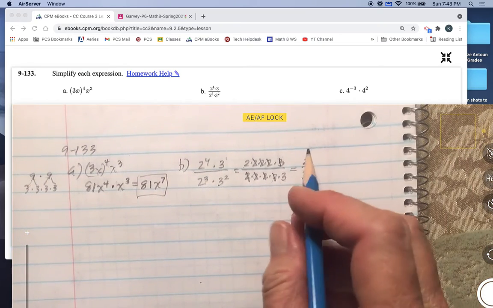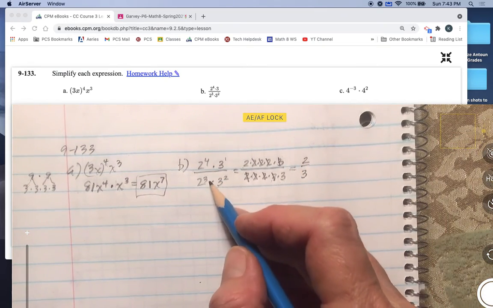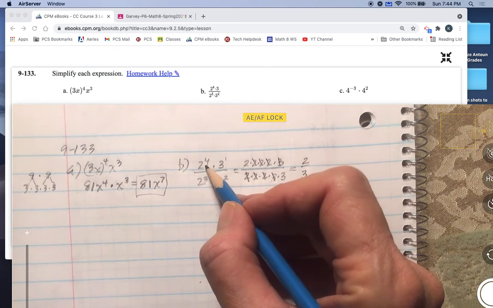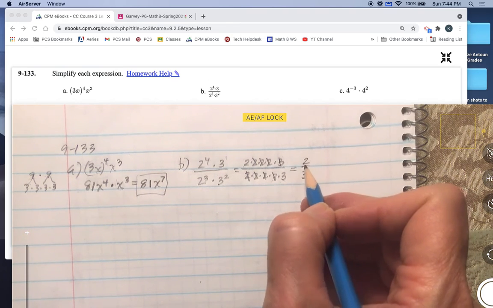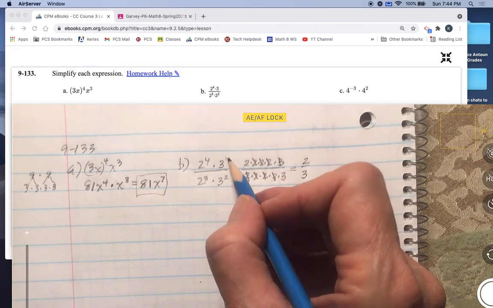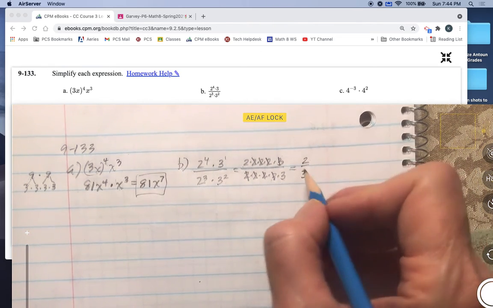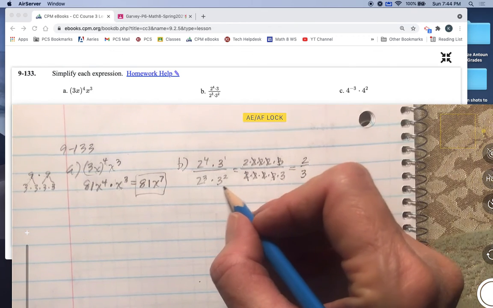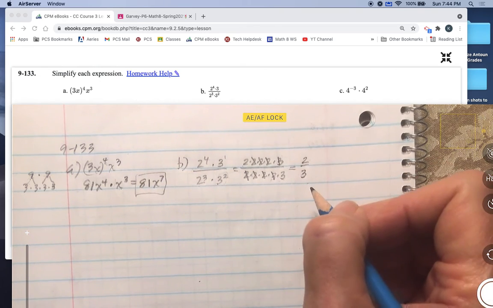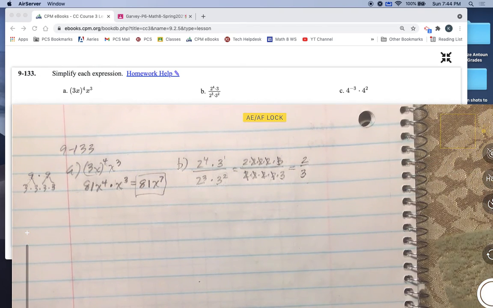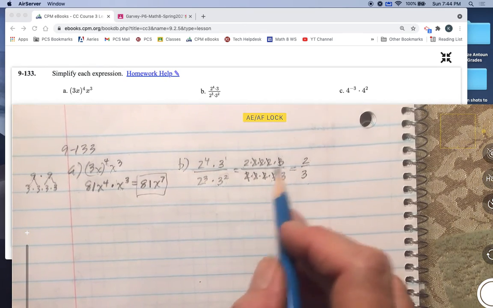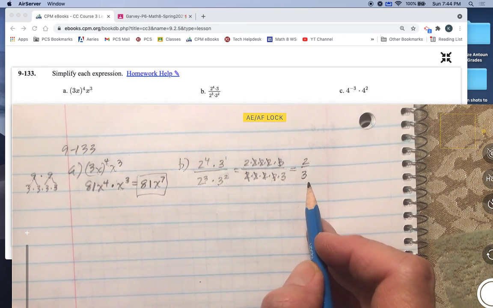So I factored this to find the answer, but we could have just as easily taken 4 minus 3, and we would have had 2 to the 1st power left, which is what we have. And then here, I could have taken 2 minus 1. 2 minus 1 is 1, but the greater number was down here, so the 3 would be down there. So you could do it either way, using the shortcut of just subtracting the powers, or factoring it out and then eliminating the giant ones.